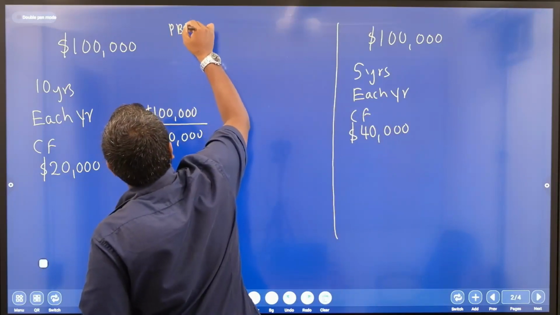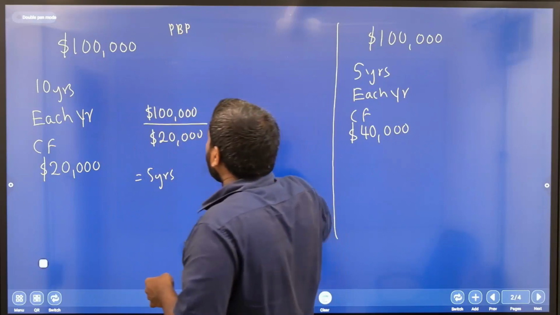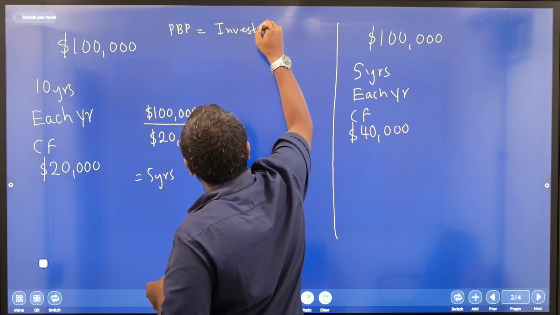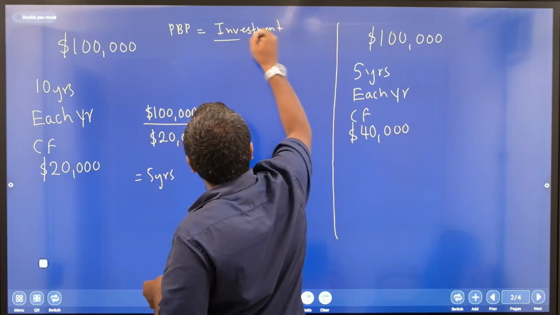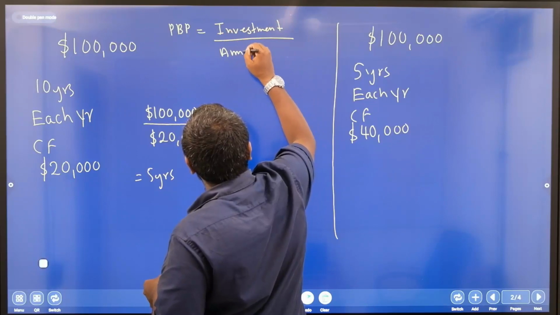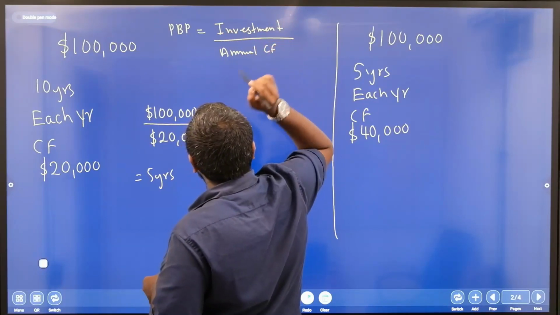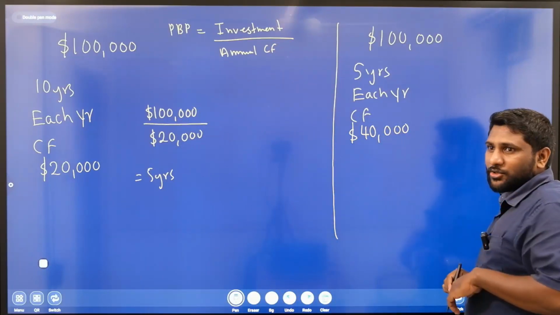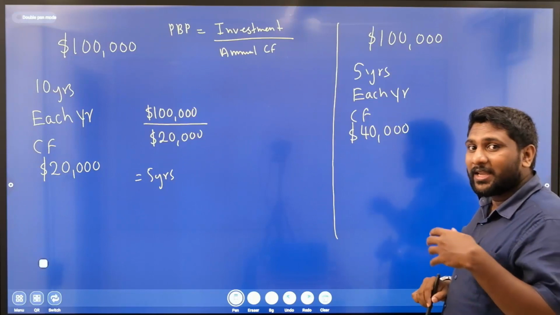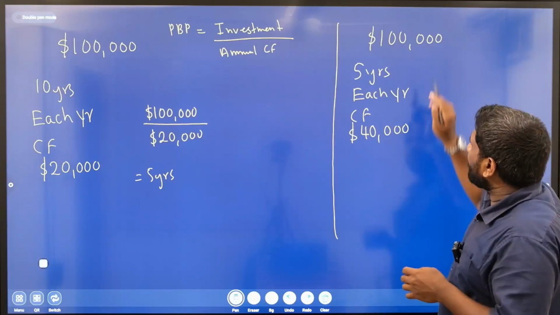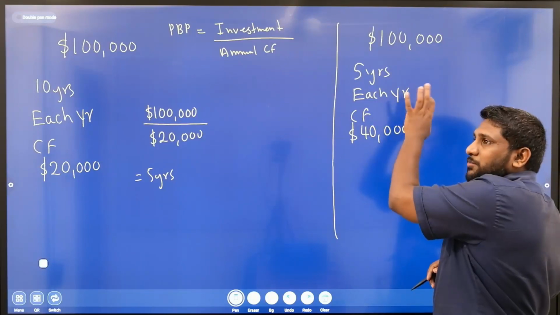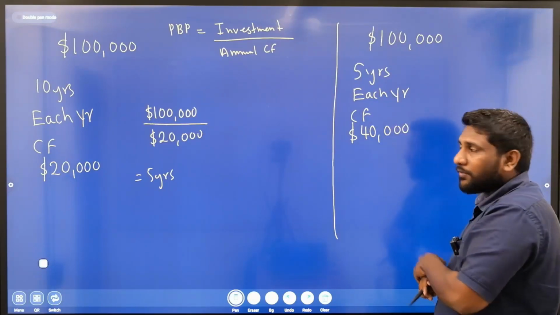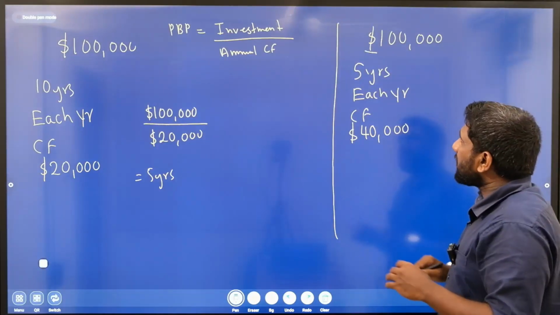Payback period, PBP means payback period. Payback period equals investment divided by the annual cash flow. Investment divided by the annual cash flow. So we'll do this next question also using the same equation to get a better understanding. Investment amount is 100,000. This investment is there for 5 years. Each year it will generate a cash flow of $40,000. So we'll apply the formula.